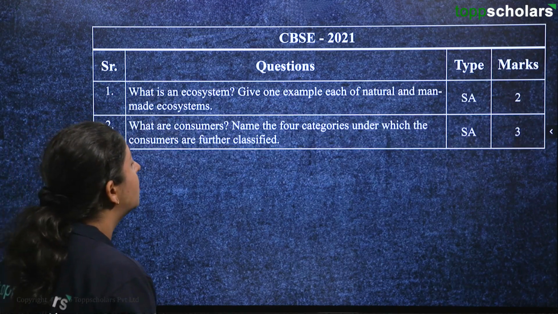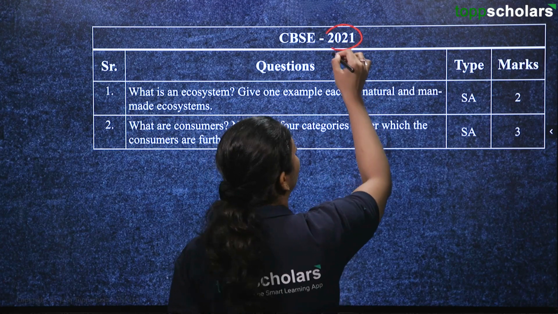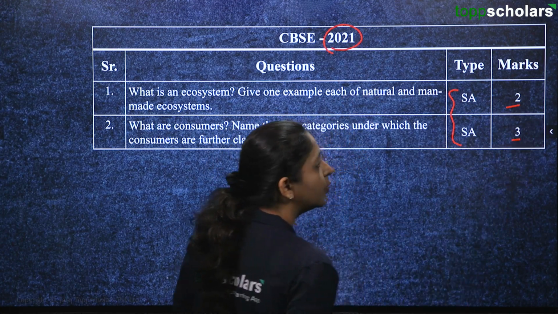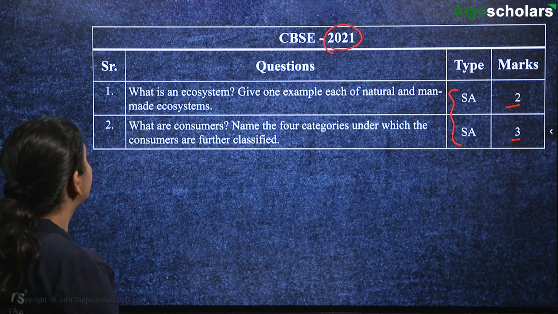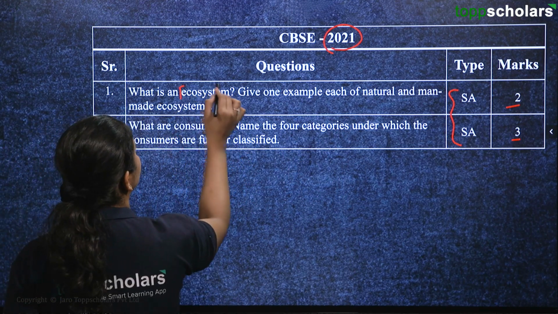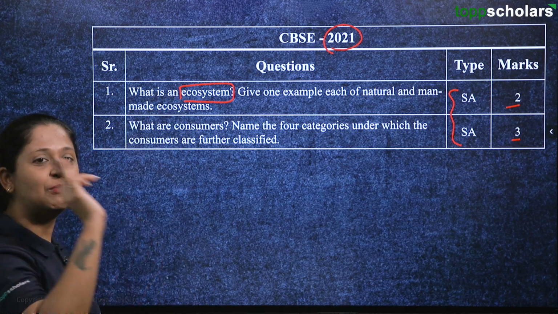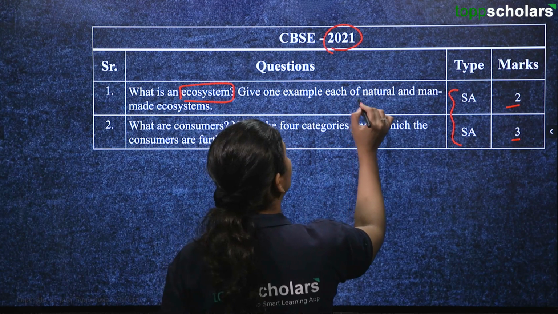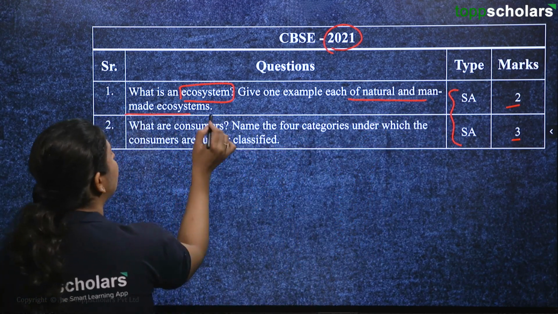Next question is from the year 2021. Both of these are short answer type questions. It's just the mark weighting that is different. One is for 2 marks, the other is for 3 marks. So the 2 mark question says, what is an ecosystem? Students, it is repeated. We just understood what an ecosystem is, so you have to define it there. Give an example of a natural and a man-made ecosystem.